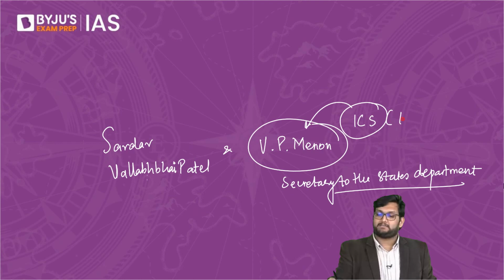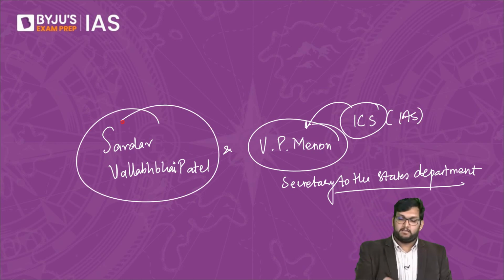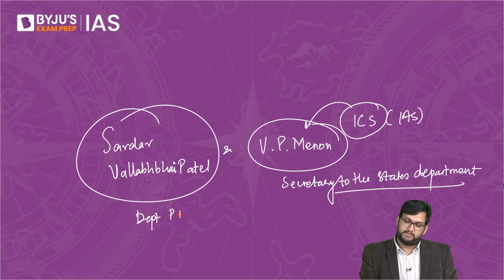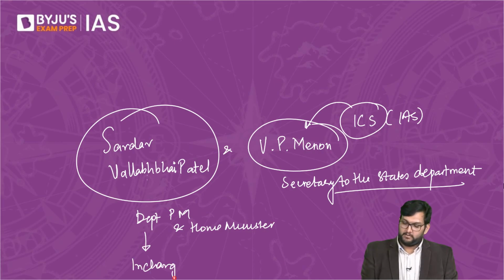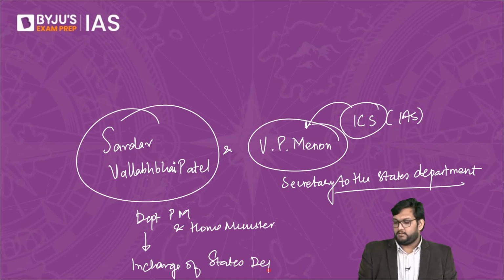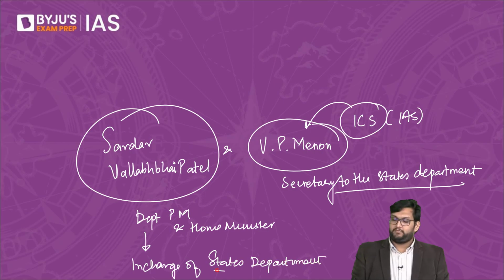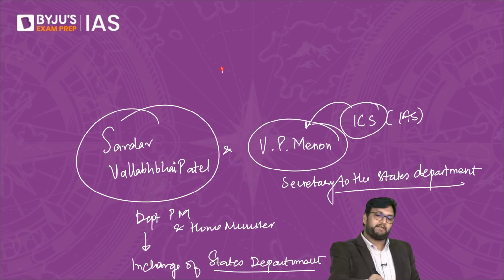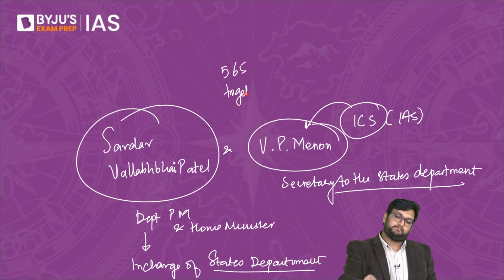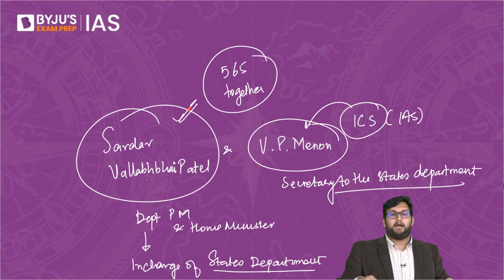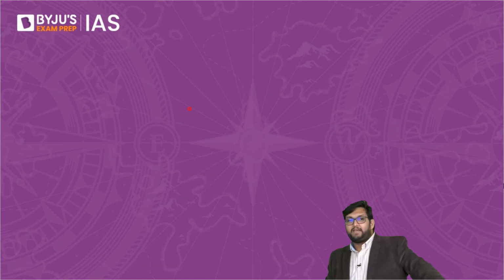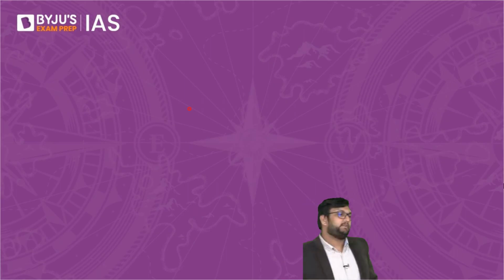He is the ICS officer who was behind the Deputy Prime Minister and Home Minister, along with the in charge of States Department, which technically now had the task of bringing these 565 together. The task for the Iron Man of India is the fact that he has to bring all these 565 together.